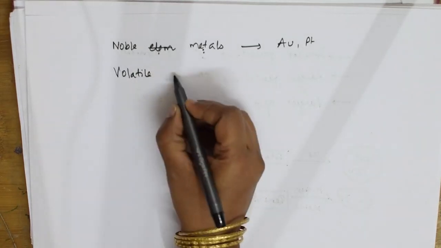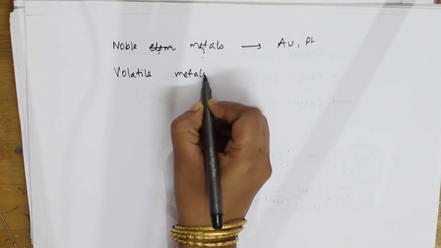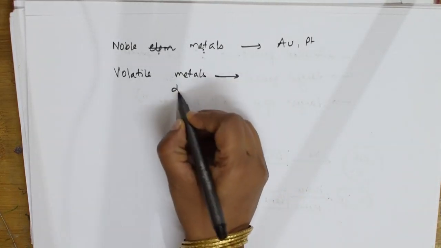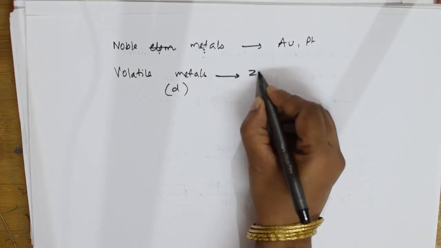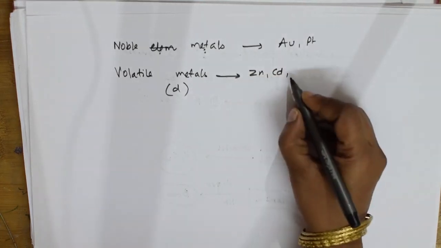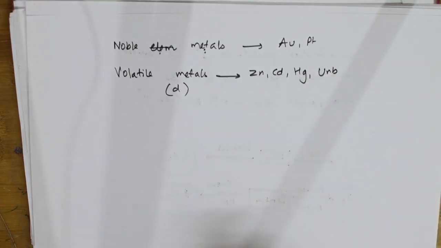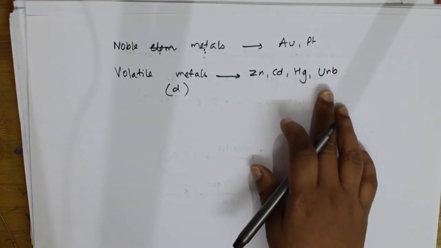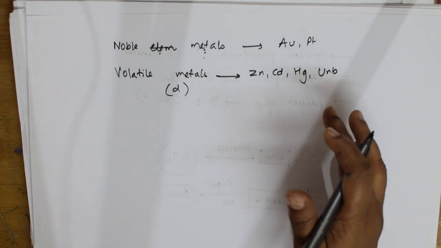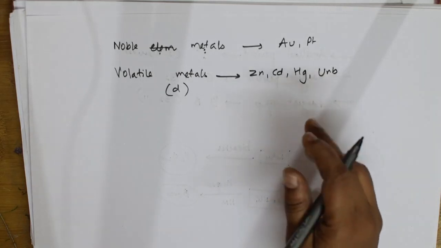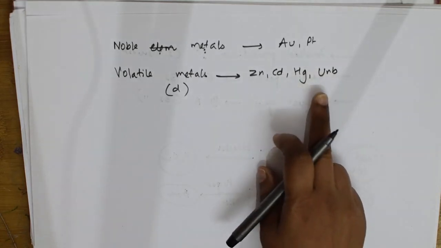What are the volatile metals which we have in the periodic table? The ones in D block. What are they? Zinc, cadmium, mercury, and Unb, we write it as Uub, which means element 112, students, 112 element.